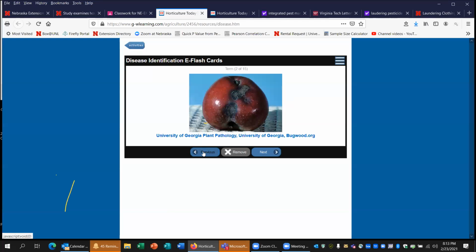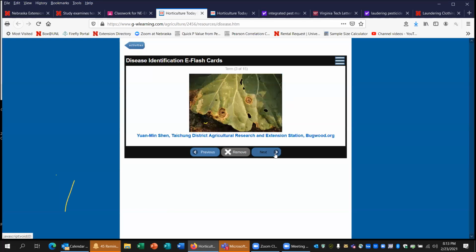And that is black spot. That's the concentric ring. So you'll see the concentric ring and the yellow surrounding. Once again, this is something that, if you're doing your mulching and avoiding overhead watering, will help reduce some of that problem.